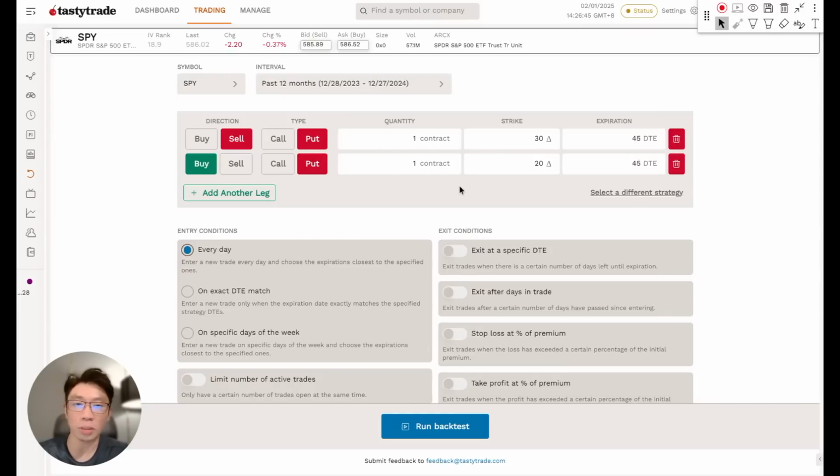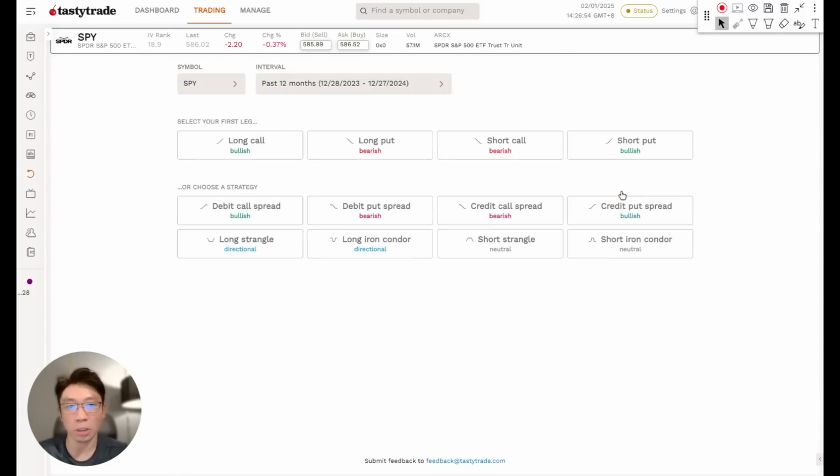So if you want to start out clean, to choose a strategy from scratch, this is where you want to click this link over here. It says select a different strategy. Just click on that, and as you can see, it already populates quite a few of the default strategies for you to use. So over here, this is where you already have the strategies already created for you. But if you want to do a manual one, then you can go with this.